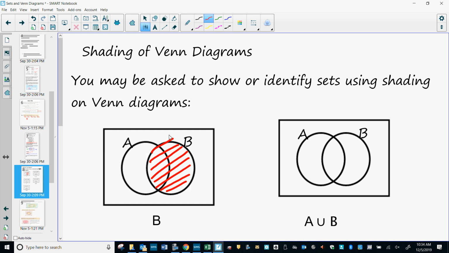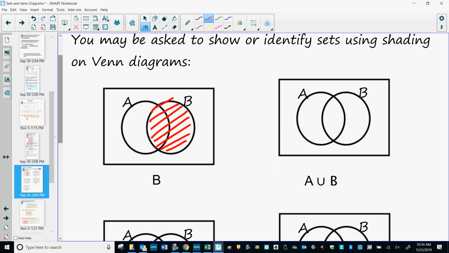Now, the next one means what? Careful. Oh, union. So A union B. So what does that mean? All of it. All of what? Both A and B. Be careful when you say that, because that could mean the whole box. So A and B. We're going to shade everything in A and everything in B.